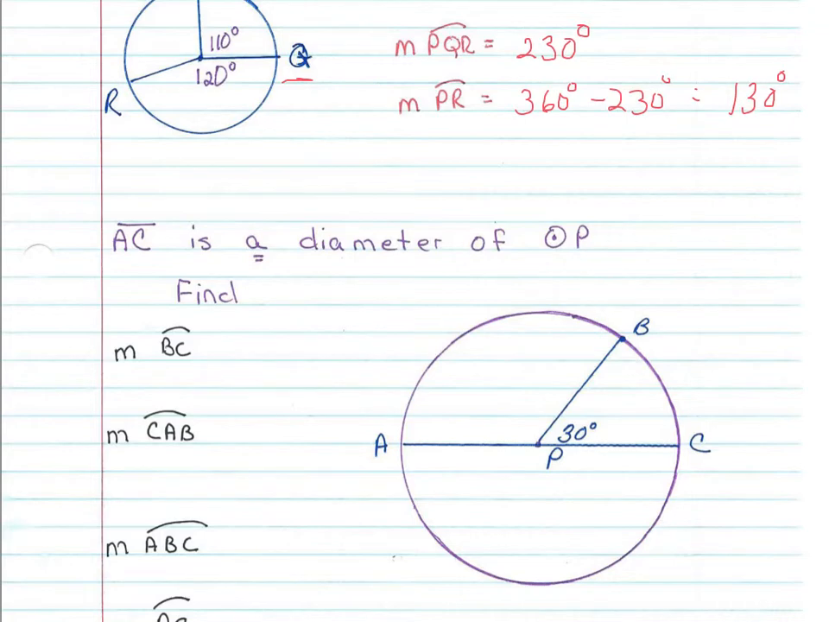Okay, AC is a diameter of circle P. I'm telling you that. It's a chord that goes through the center of the circle, so we know that it's a diameter. We want to find the measure of arc BC. Charlie, what's the measure of arc BC? 30 degrees. What is the measure of arc CAB, Flora? 330 degrees. And how did you get 330 degrees? Because 360 minus 30 is 330.